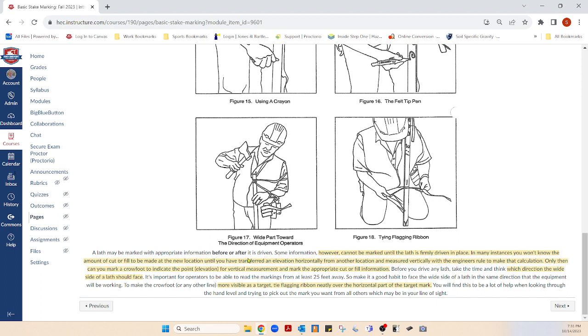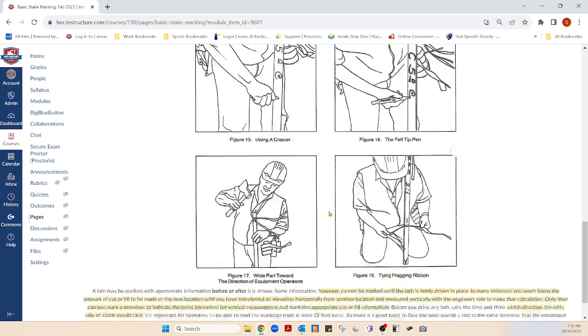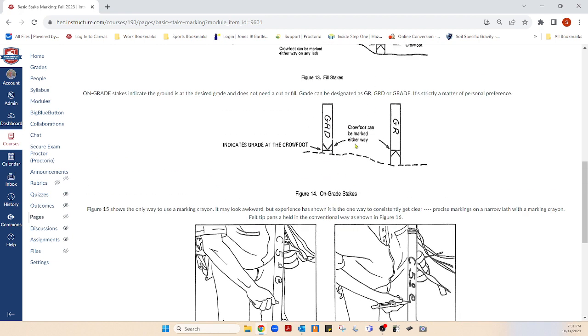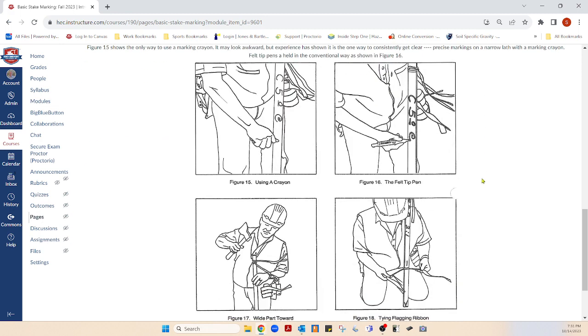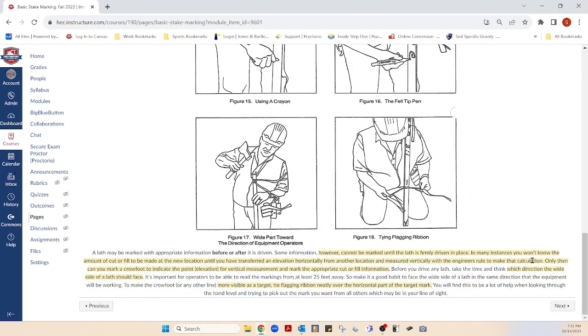It says it may be driven into the ground, talking about stakes, usually after it's driven. Once you drive it in the ground, you wouldn't know where to mark it before. You would have to have the stake in the ground so you could measure up where to put the hike up and so forth. So let's see what is next.